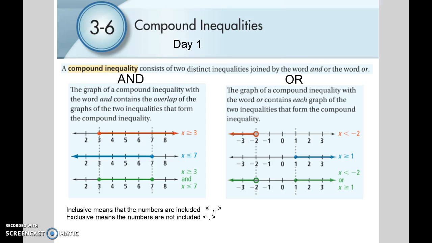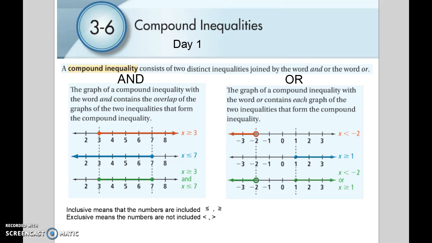A compound inequality is when you have two distinct inequalities that are joined, and they're either going to be joined by the word and or by the word or. When you have two inequalities joined by the word and, you are saying that it meets both of those parameters. So the answer has to fall within both of those inequalities.